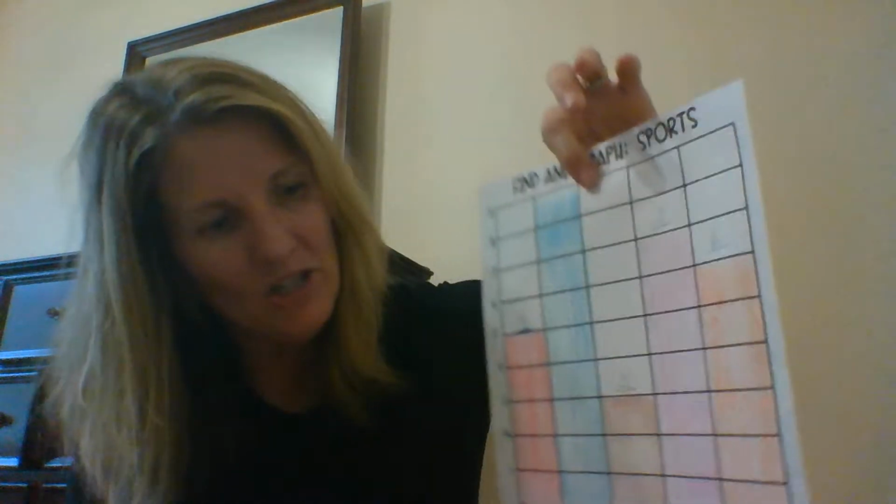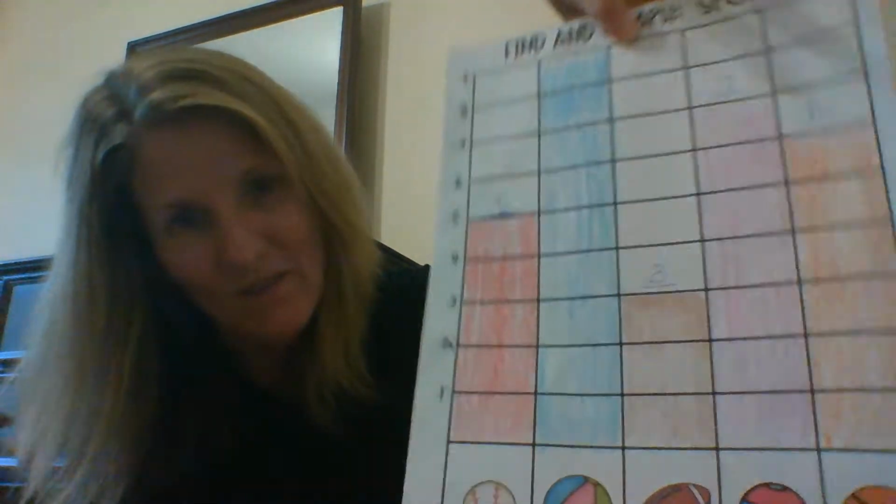So we count from here. 1, 2, 3, 4, 5, 6. That means there's 6 more people who like soccer than football. Oh, I think I originally said volleyball and I changed it to soccer, sorry. So 6 more like soccer than football.